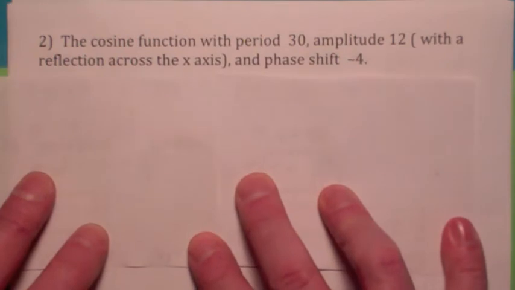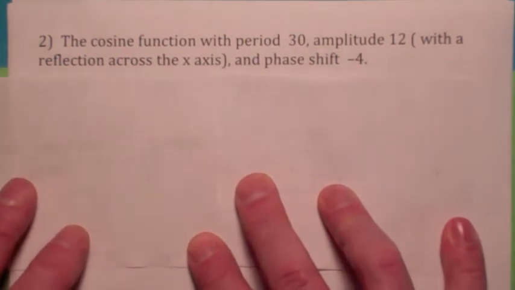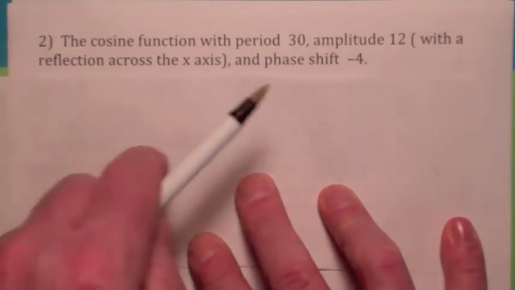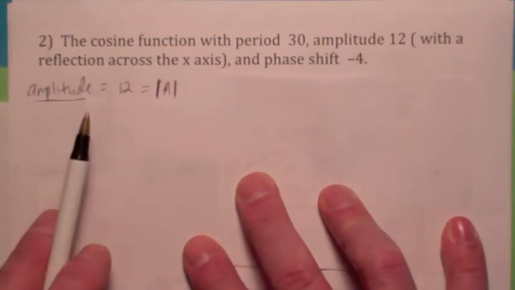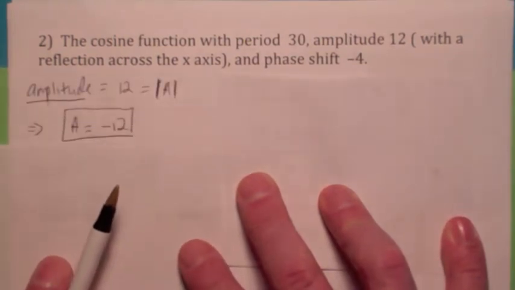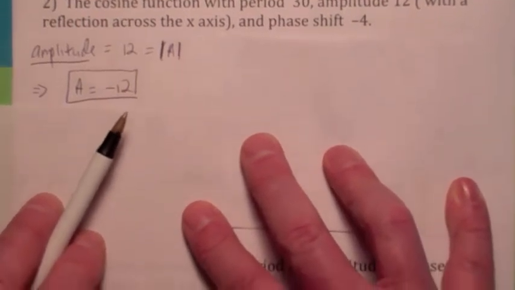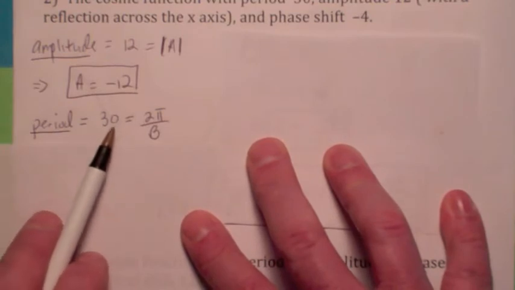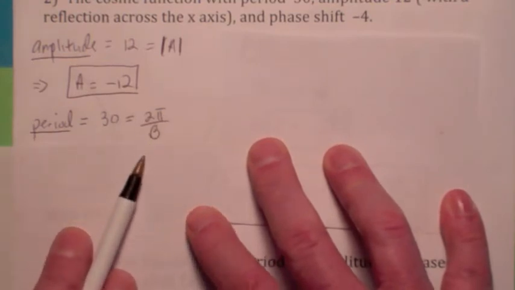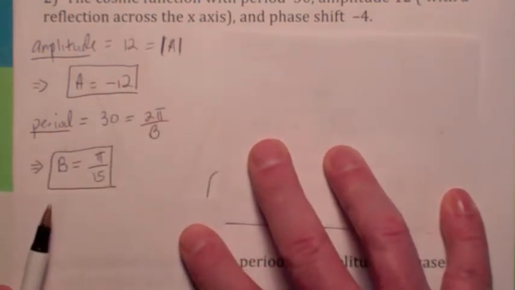Okay, let's look at this one. Cosine function, period 30, amplitude 12, and a reflection across the x-axis. Okay, so the amplitude will be the absolute value of a, and since you have a reflection across the x-axis, a is negative 12, right? Period is 30, which is 2 pi over b. If you solve that for b, you get b equals pi over 15.